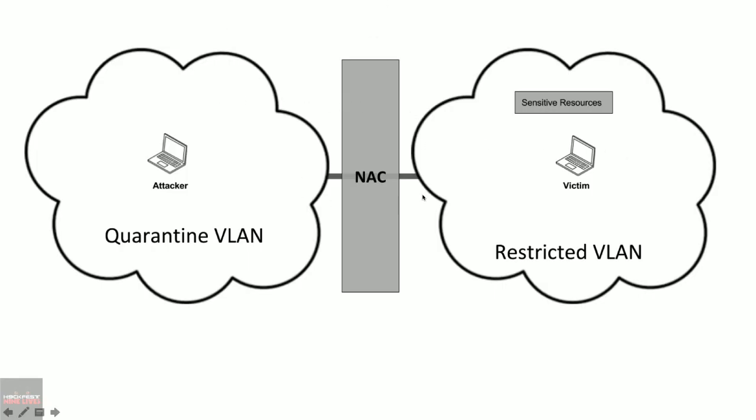So here's our scenario again. Once again, we are on this quarantined VLAN, and we want to get over to this restricted VLAN. So let's assume, by the way, we already have the victim's password hash, and we know this.